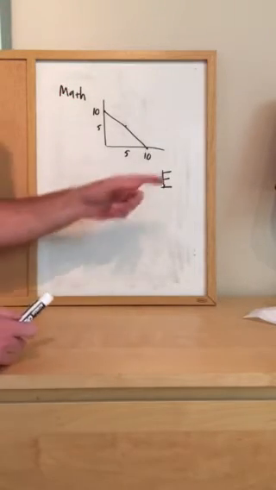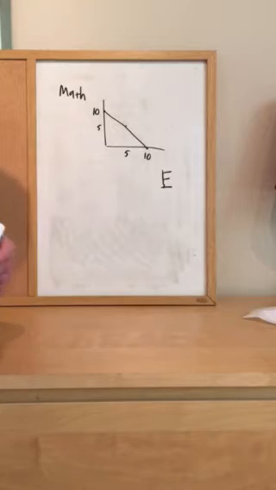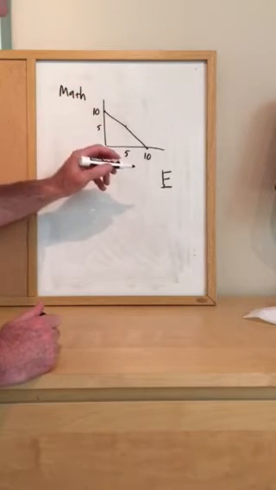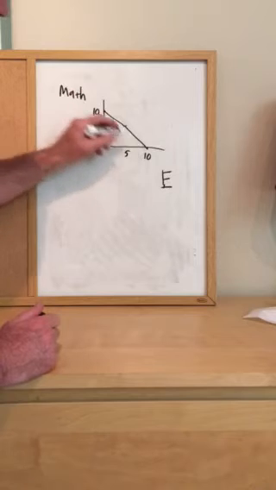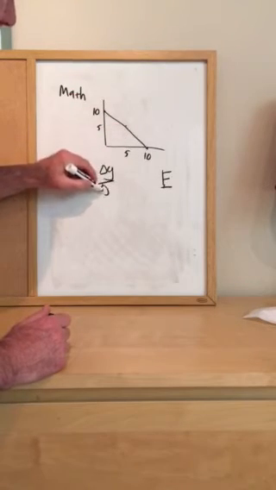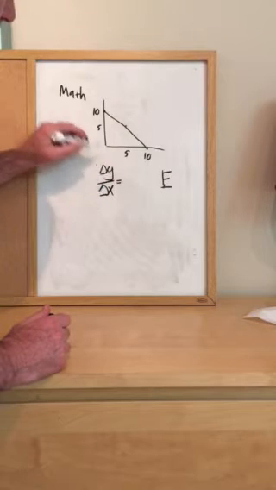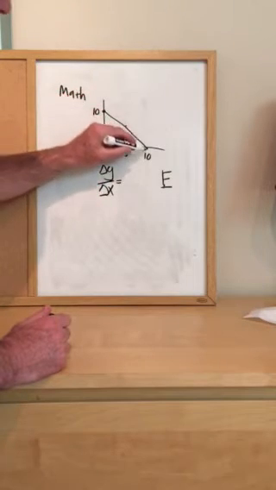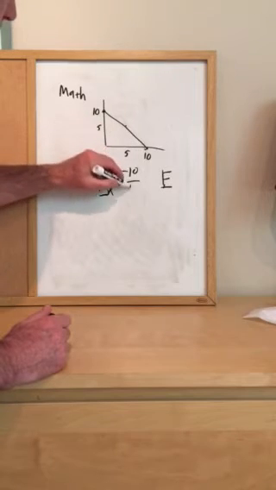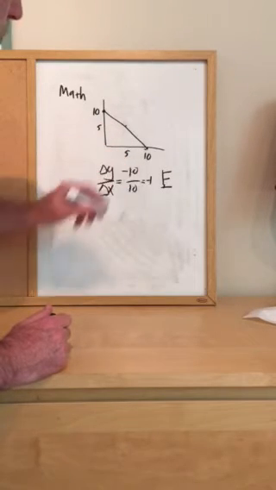Okay, what is the opportunity cost of doing an English problem? Well, to find that, you're going to find the slope. So if you find the slope, this is a pretty simple one. The change in y over the change in x. In this case, if you go from this point to this point, y is going to fall by 10, and x is going to increase by 10, so it equals -1.